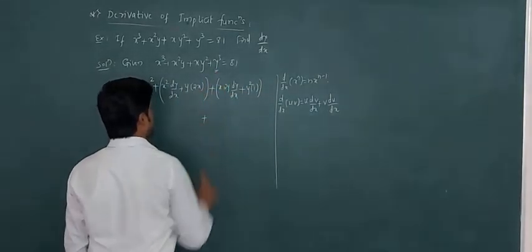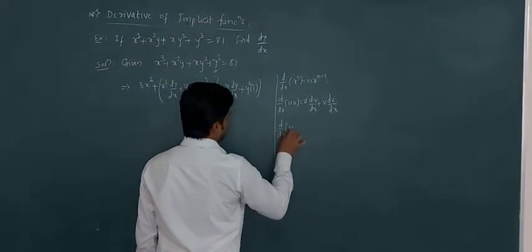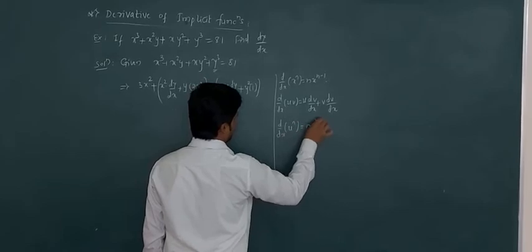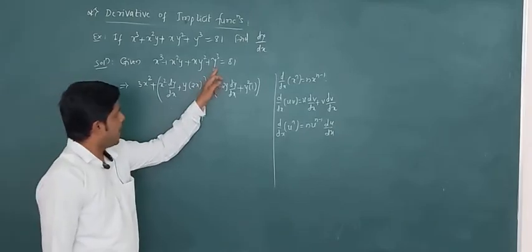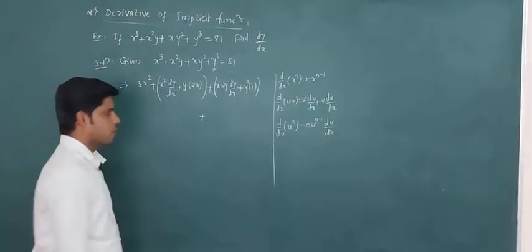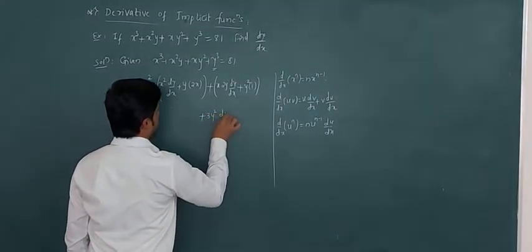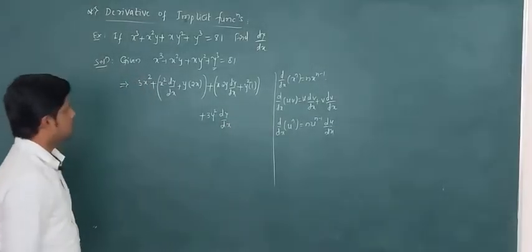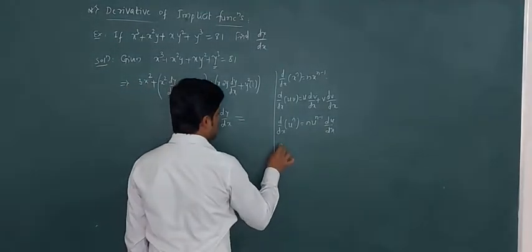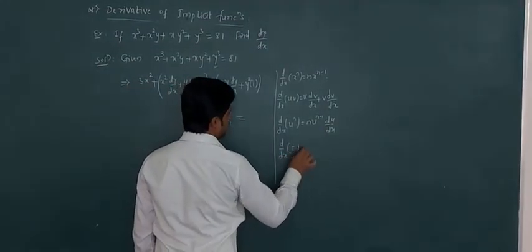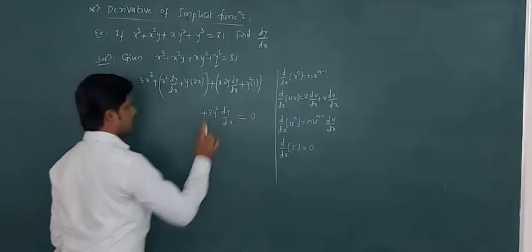So plus last function y cube differentiation, again by using the formula d by dx of u to the power n is equal to n into u to the power n minus 1 into du by dx. In the place of u we have y, in the place of n we have 3. By using this formula, we get 3y square into dy by dx. So equal to RHS function, it is a constant, and we know that constant differentiation is 0. Differentiation of a constant, c is any constant, d by dx of any constant is 0. So this is a 0 on the RHS side.